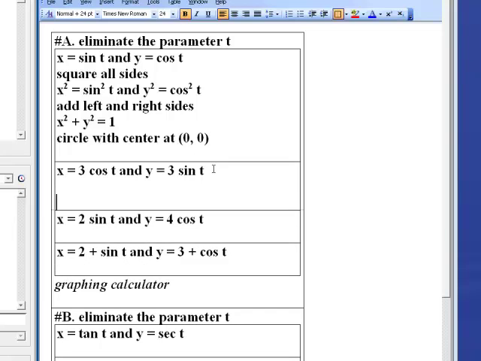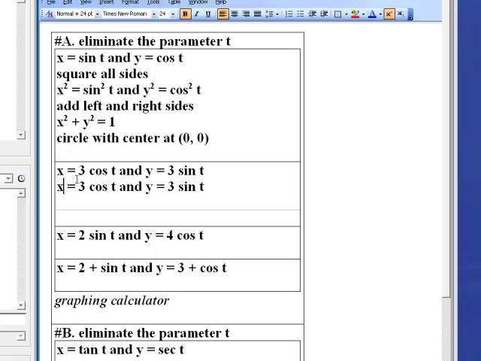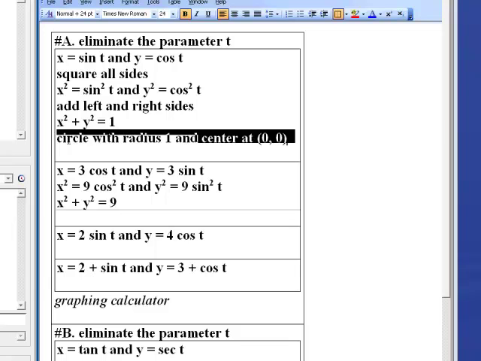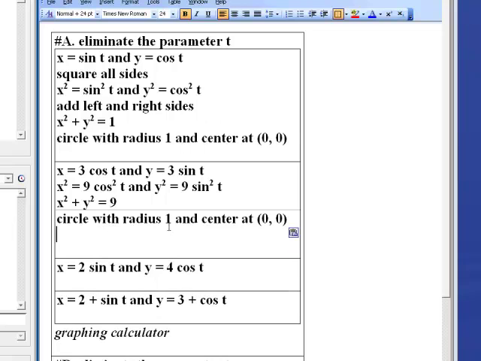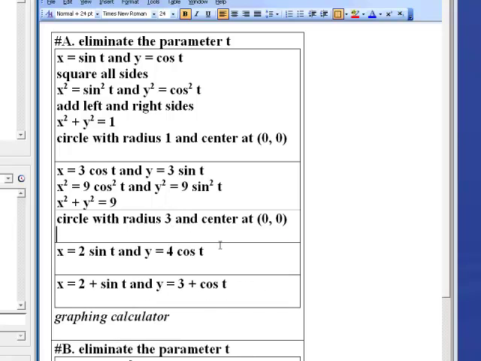The next one, pretty similar. So we're going to square everything. Again, that takes a little bit of typing here. And then, of course, this will be a 9, and this will be a 9. And then we add the left sides and the right sides. On the right sides, 9 cosine squared plus 9 sine squared, of course, comes out to 9. On the left-hand side, we again get x squared plus y squared. While the first one had a radius of 1 and center 0, 0, this one here has a radius of 3 and is still centered at the origin.